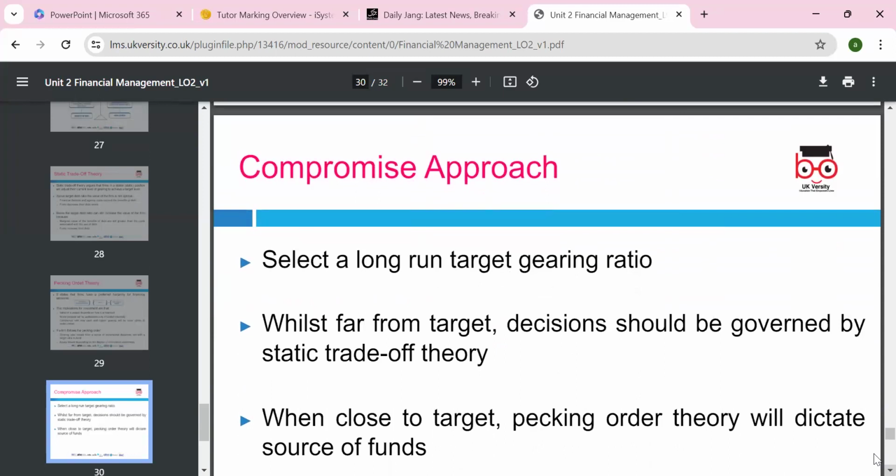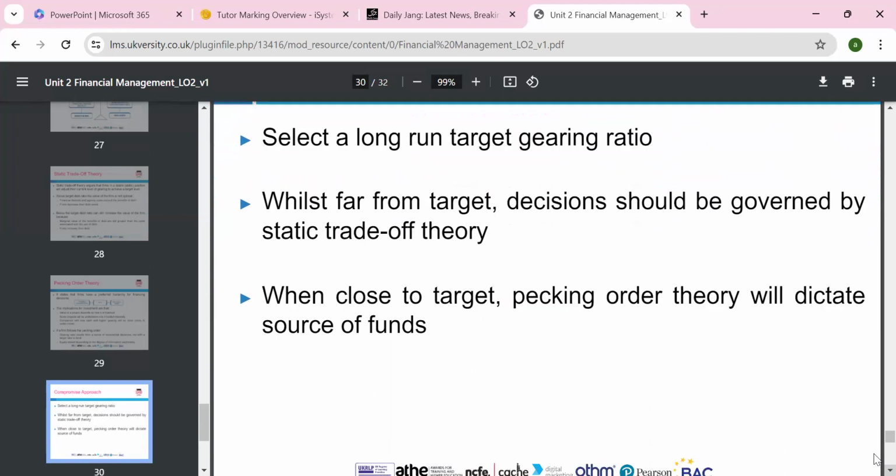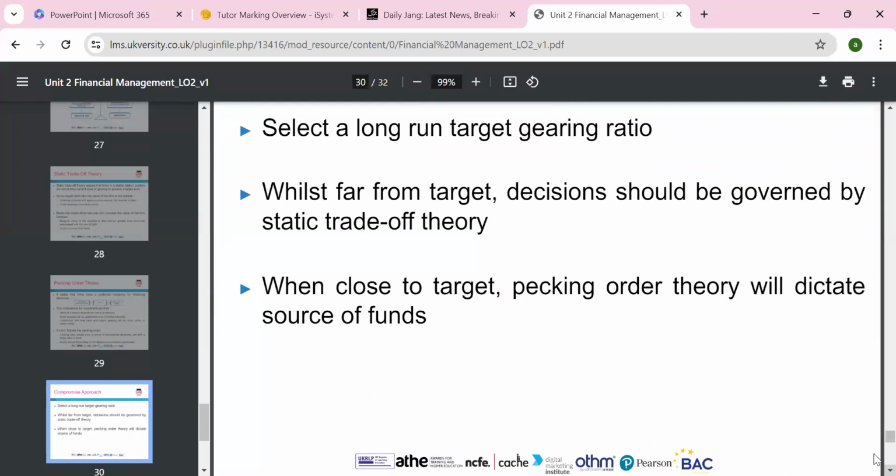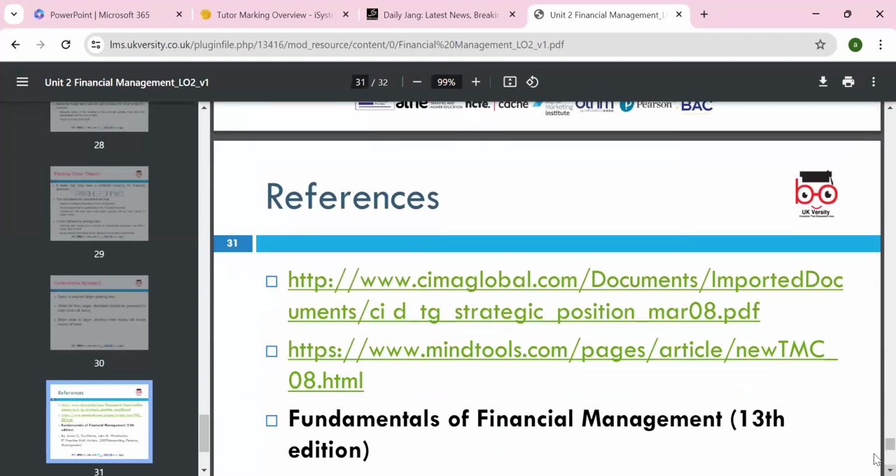The compromise approach is to have a long-run target gearing ratio, where the target decision is governed by the static trade-off, and when close to the target, the pecking order will dictate the source of funds we can look at. Okay, guys.